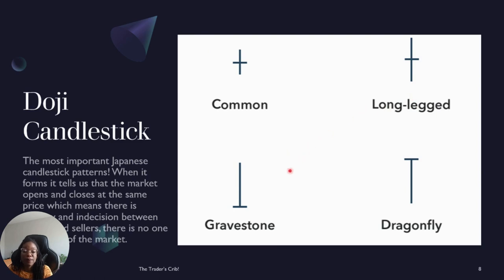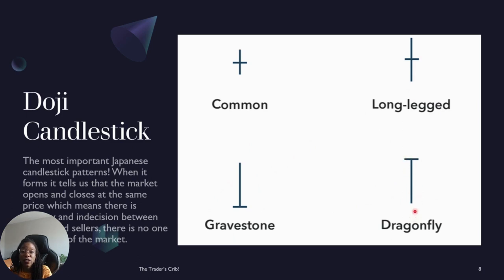Next up, doji. The doji candlesticks have various different forms and shapes as they can form. But overall, they have very, very small bodies. That's the best way to sum up a doji candle. We have the common doji that looks like a plus sign, which means that you have hardly any body and equal wicks on both sides. You have a long-legged doji, which means there's hardly any body in the middle and longer wicks on both sides.